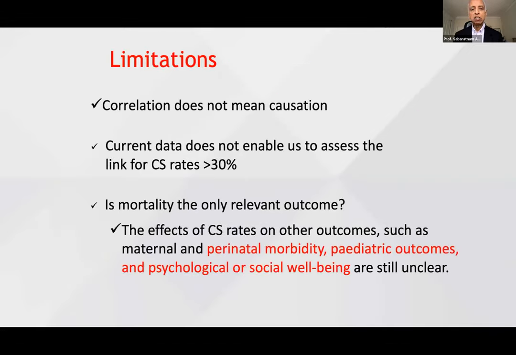But there are limitations with the WHO study because correlation does not mean causation. And current data does not examine the outcome of the neonate or the mother if the section rate is more than 30%. And also it doesn't take into account perinatal morbidity, pediatric outcomes, psychological and social well-being of the mother and so forth. So we can't take that particular analysis alone.